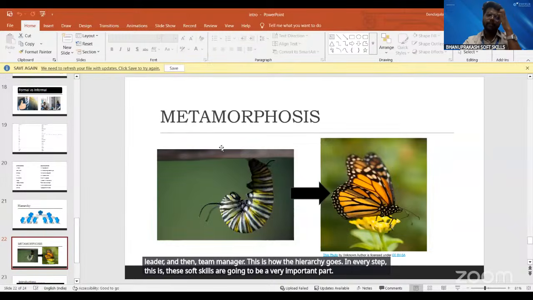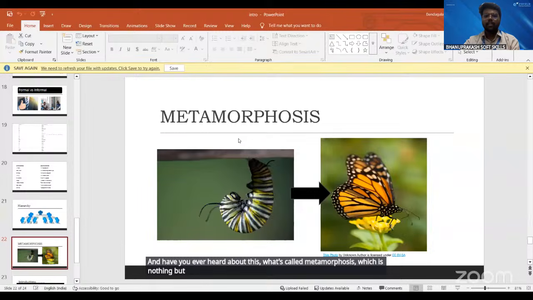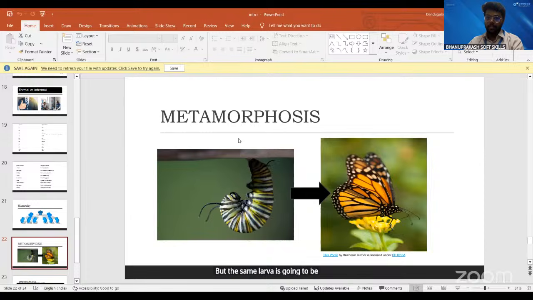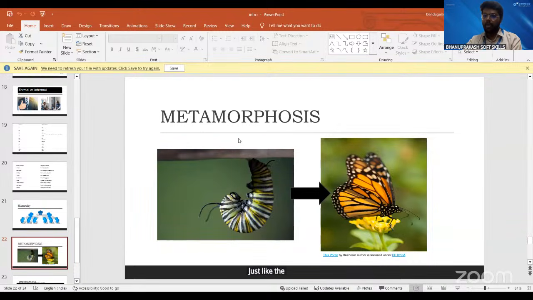Have you ever heard about this word called metamorphosis, which is nothing but a change? What if I give you the larva that is there in the first picture to your hand? No one likes to touch that, but the same larva is going to be a butterfly someday. And you can see the larva can stay at one place. If we relate it with our current situation, you are very much perfect with your technical subject, just like the larva which is full of flesh, but it can't move anywhere, and it also has the danger of getting eaten by something else.